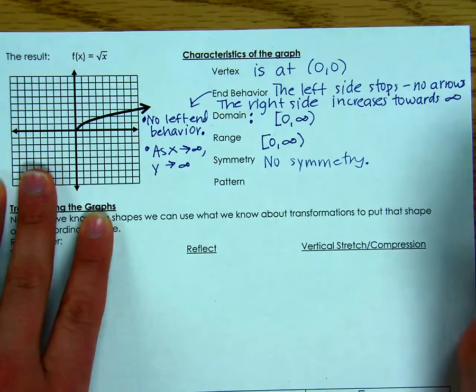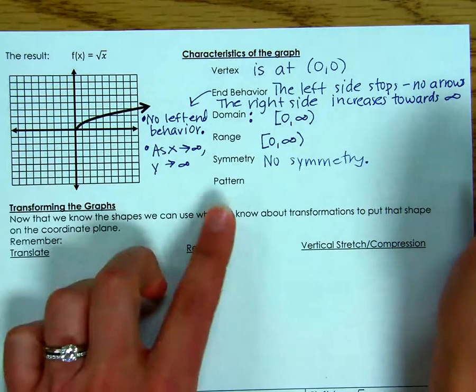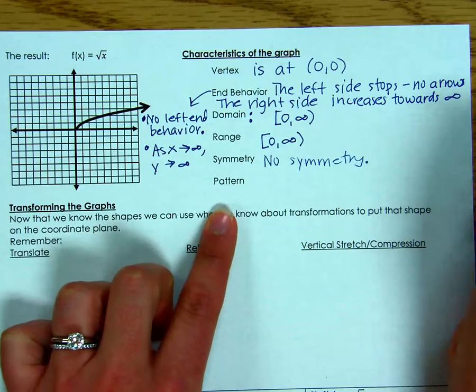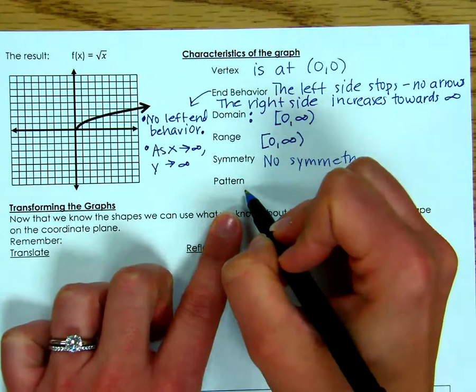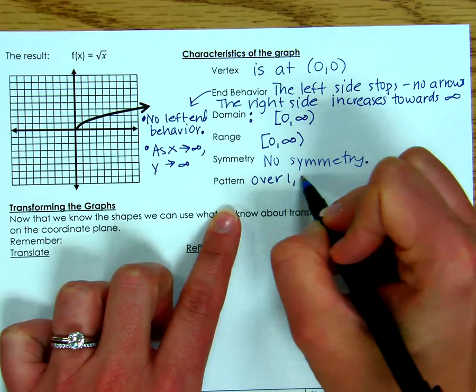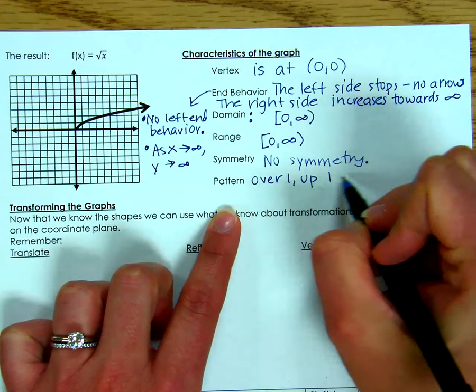Even though I held out on you for a long time with quadratics before teaching you the pattern, now we're going to be able to use the pattern right away. So our pattern before was over 1, up 1, over 2, up 4. Now it's going to be over 1, up 1, over 4, up 2.